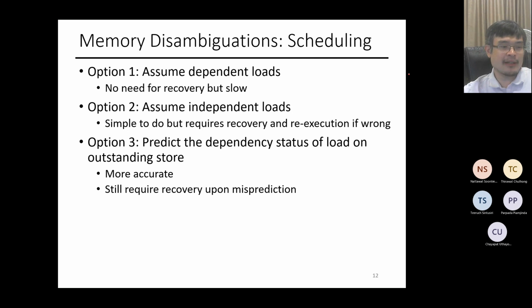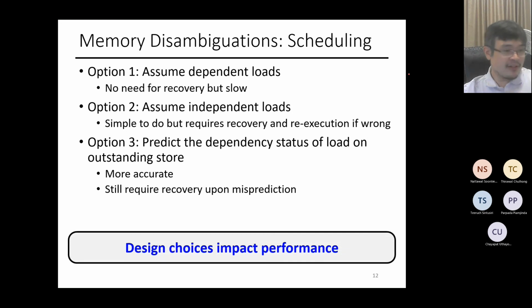So that's how recovery and re-execution can be handled, right? Option 3 is a little bit more intelligent, which is to predict the dependency status of the load, right? These are the design choices. You can design your own policy, right? And this can impact performance depending on how often you have to recover from an incorrect load, right?